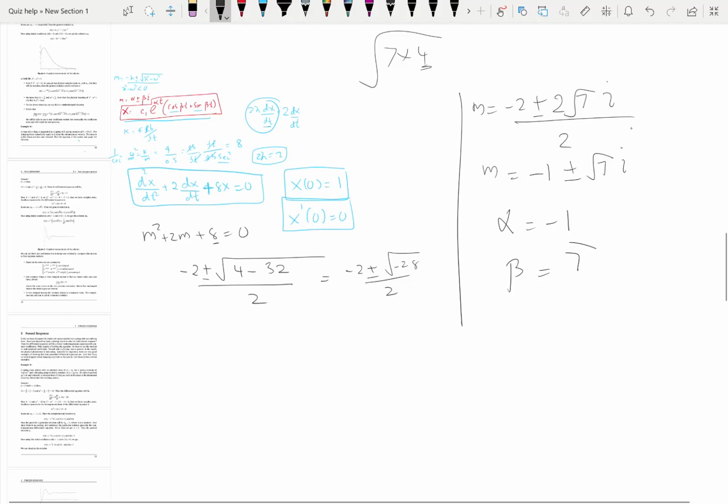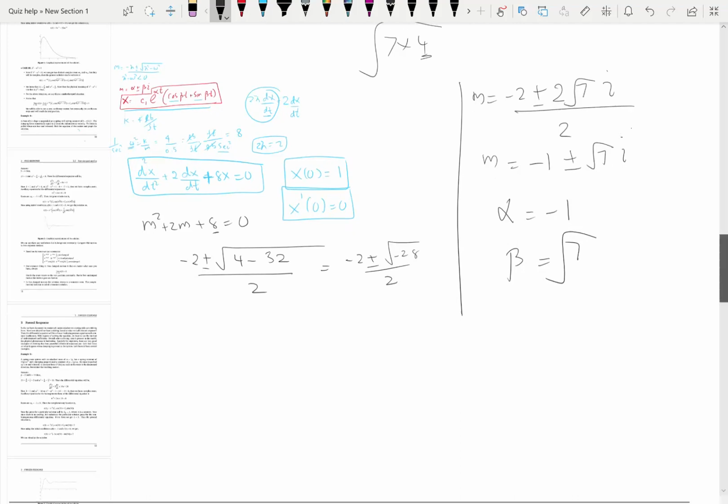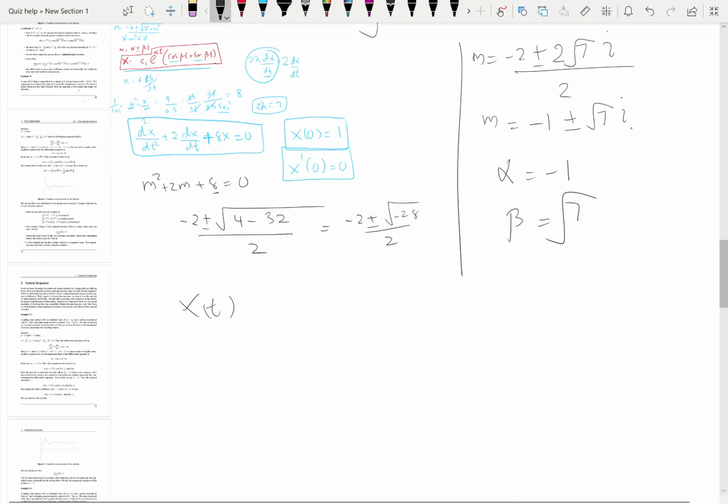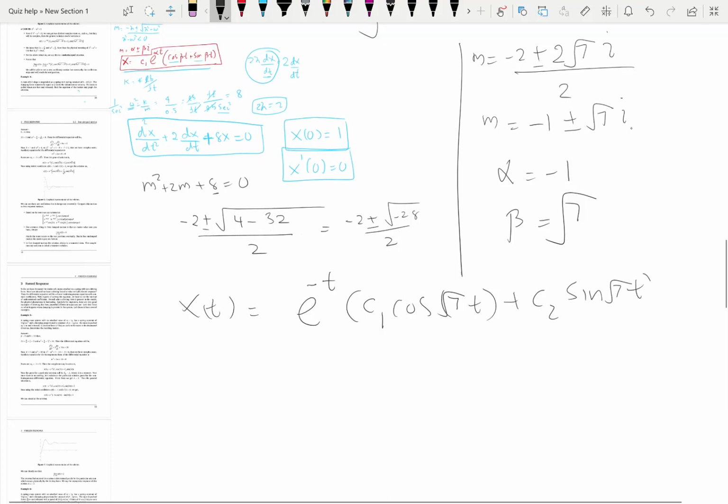Okay, so that is what we need to write down the solution. The solution is e to the alpha t, with alpha negative 1, so e to the negative t, times C1 cosine of square root of 7 t plus C2 sine of square root of 7 t. So this is the solution.